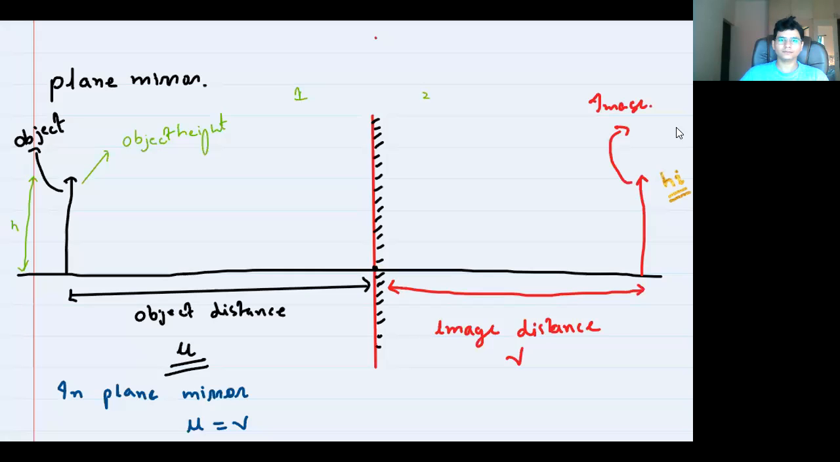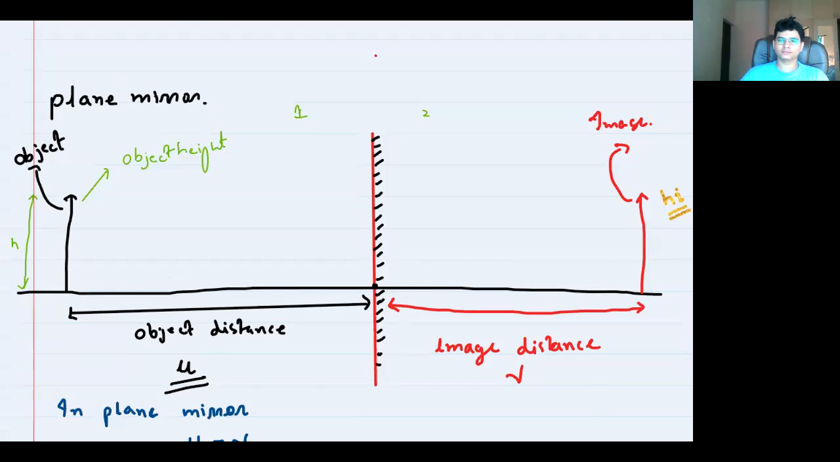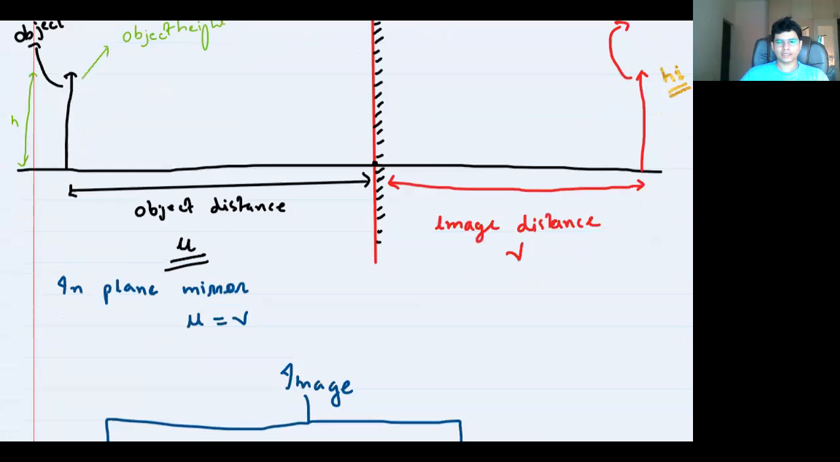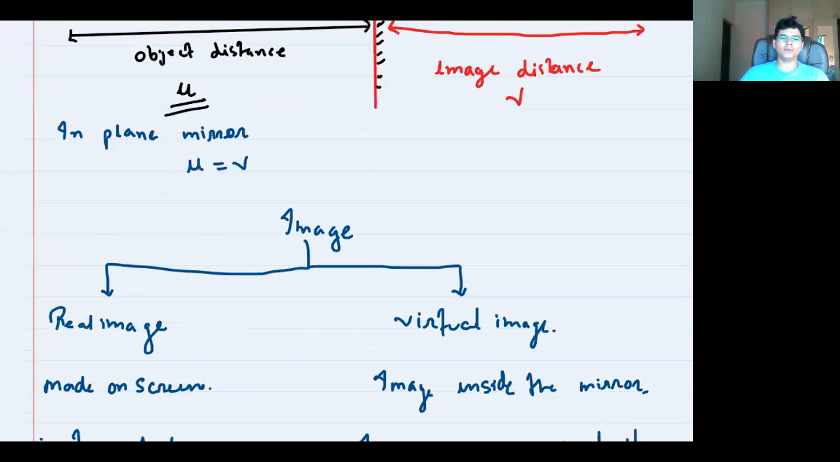Sir, the image formed by a plane mirror is virtual and erect in nature. Very good. And it is of the same size and height. Very good. And the distance between the object and the mirror is the same when seen from behind the mirror. Very good. There's one more property. Sir, the image formed is laterally inverted. Yes, very good, right? The image formed is laterally inverted.